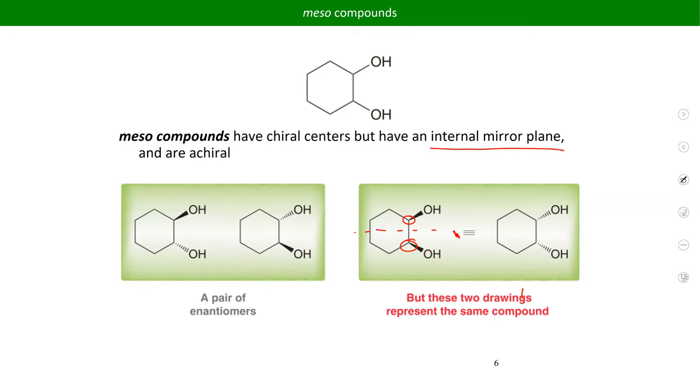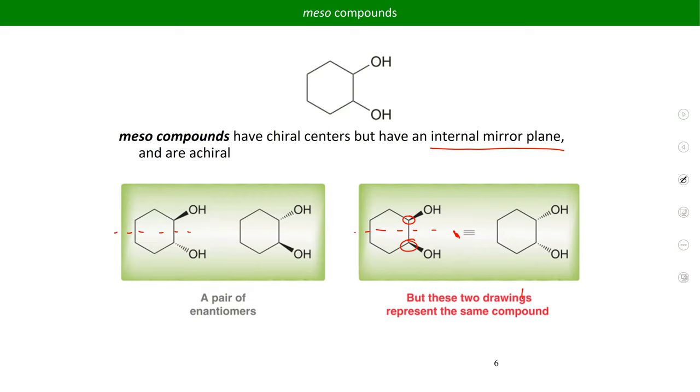Versus over here, this is not a meso compound, because when you take the mirror image of it, you get this. But you can't make this one look like that one. If you tried to by flipping it like a pancake, you're not going to get the same thing back. If you tried to spin it so that the OH was here, there's no way you can do it. You can't rotate it because it lacks that internal mirror plane. It wouldn't be the same thing. Exactly.